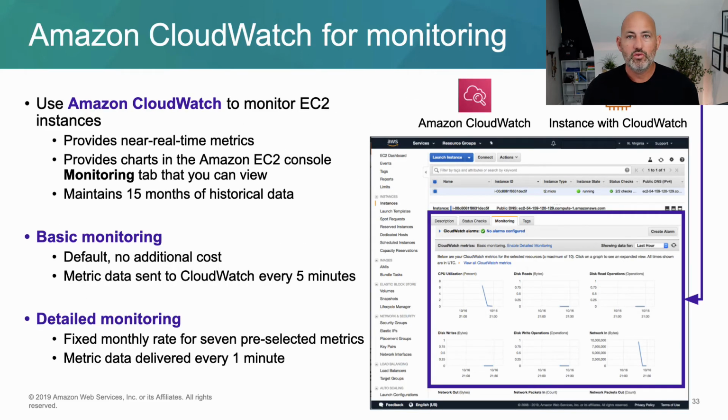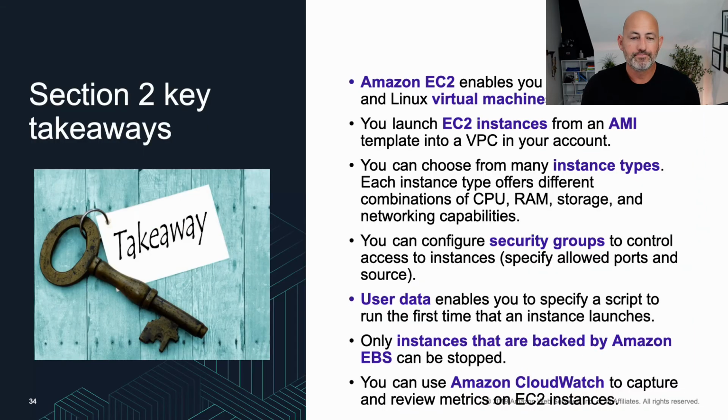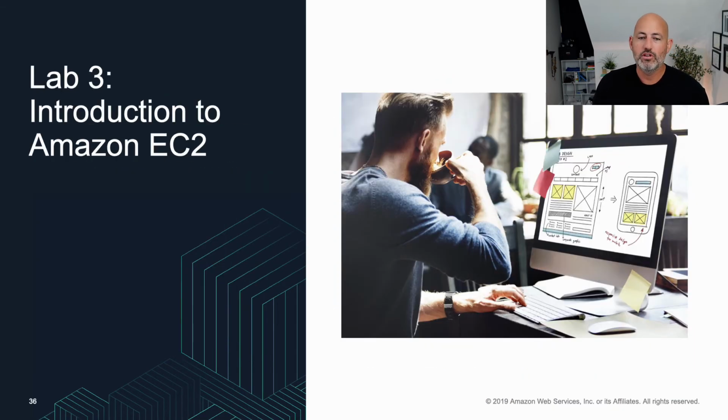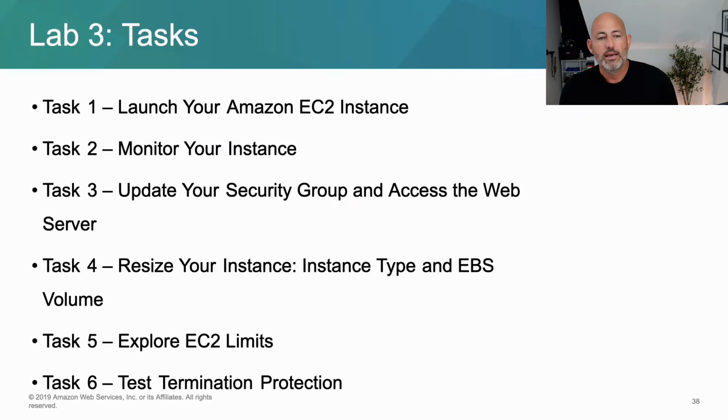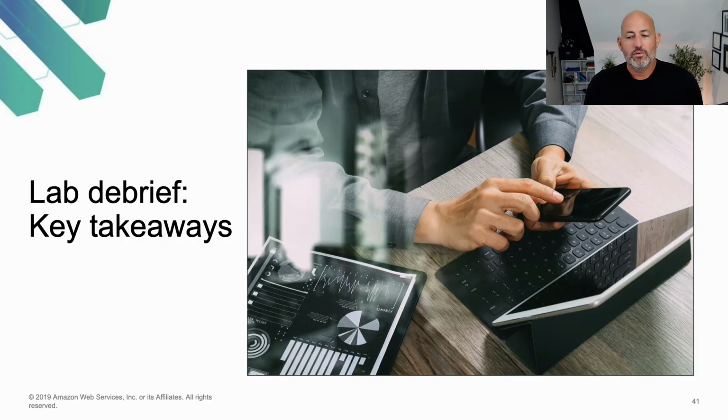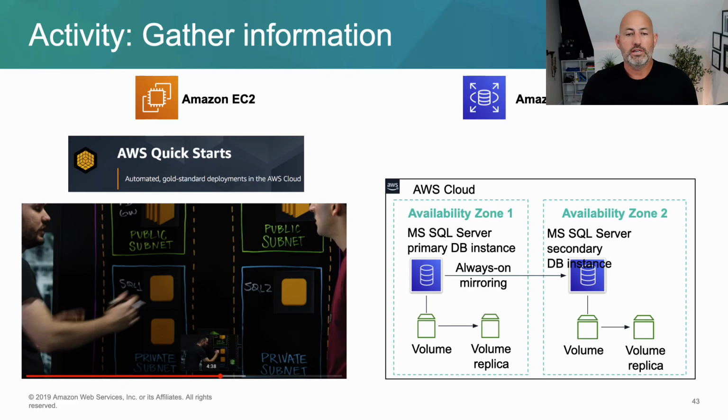CloudWatch is a tool you would use for monitoring. So you can do things like look at everything in your cluster, look at the CPU usage, the memory usage, and then build out dashboards for those things. You can also enable more detailed monitoring, basically metric data delivered every 1 minute. Okay, so in a nutshell, there's a lot of powerful things you can do with EC2. And one of the best ways to learn it is to just use it.